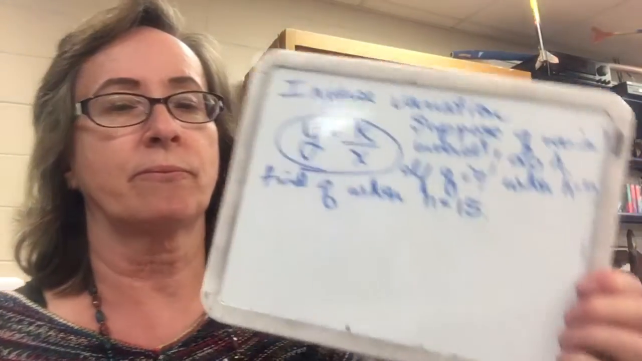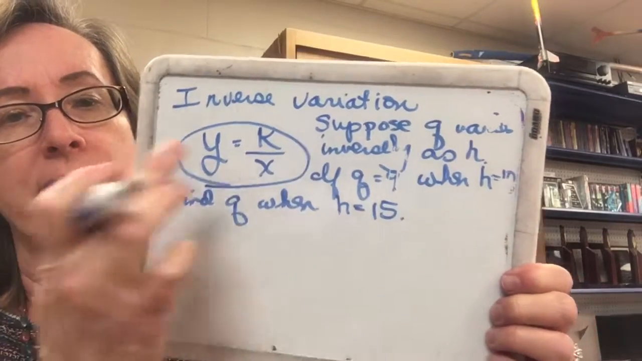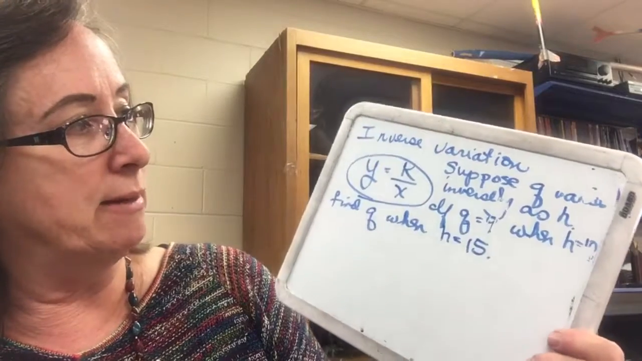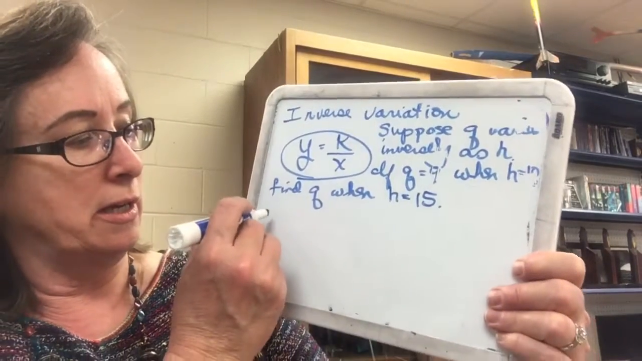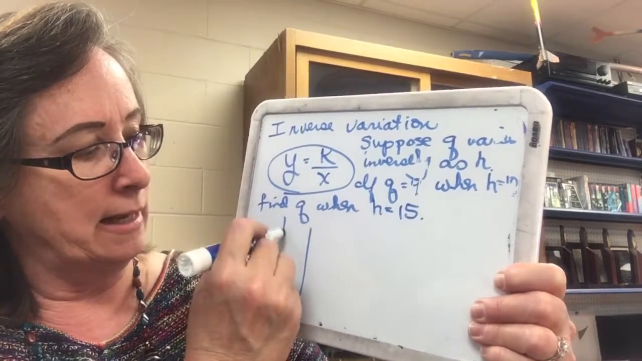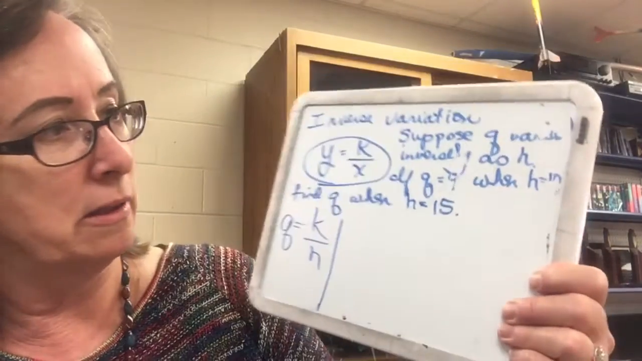Okay, so now we're going to do a little bit with inverse variation. So here's an inverse variation equation. Y varies inversely as x. The x must go downstairs. So now it says, suppose that q varies inversely as h. So my first little thing is write the equation. Q varies inversely as h. So h has to go downstairs.